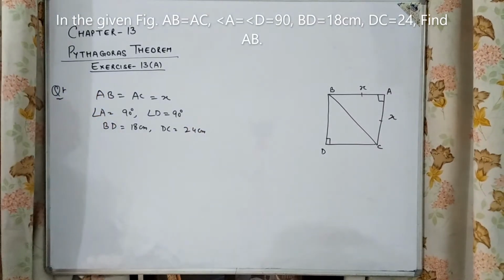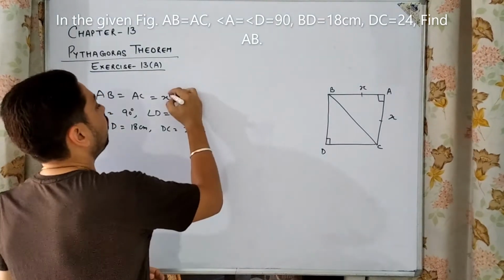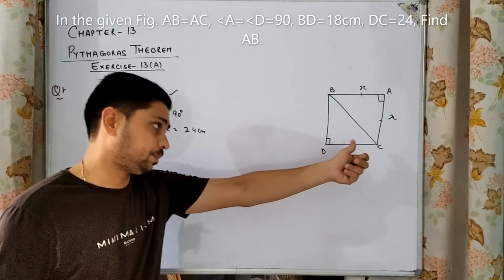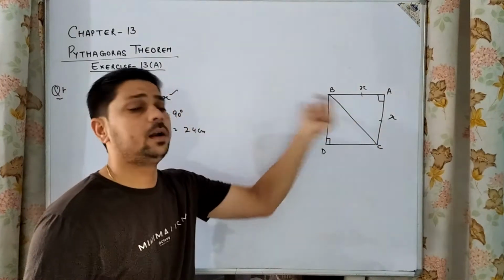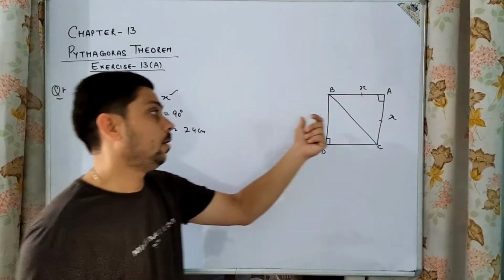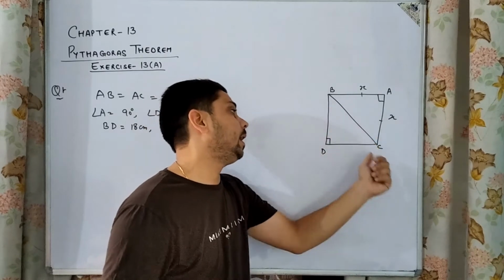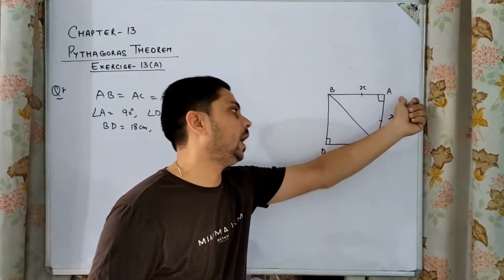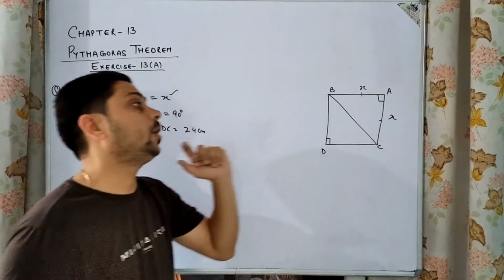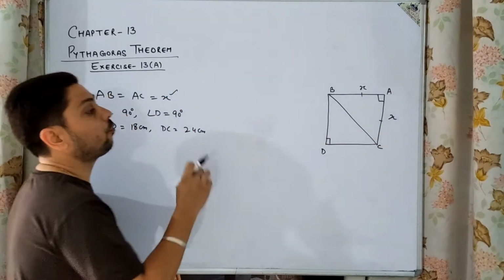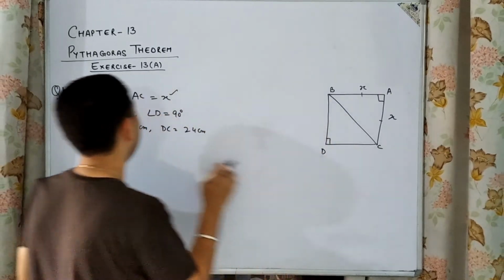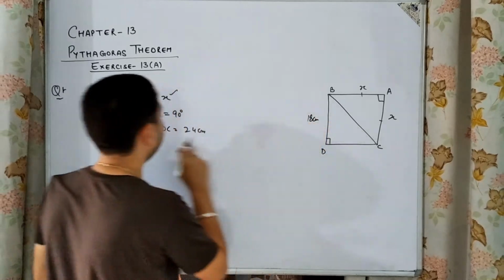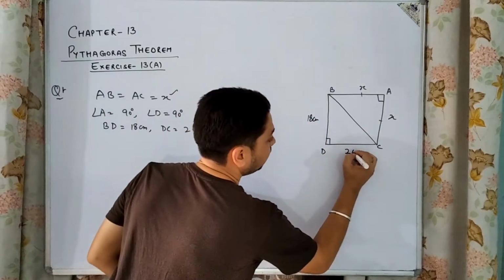Okay, what we have to find? We have to find the value of X in the given figure. Now, if you look at this figure, we have two triangles here which are a right angle. First triangle is we have BDC and second triangle is BAC here. So what we are going to do, we are going to find the hypotenuse here. Okay, BD is 18 centimeter, then we have DC is 24 centimeter.